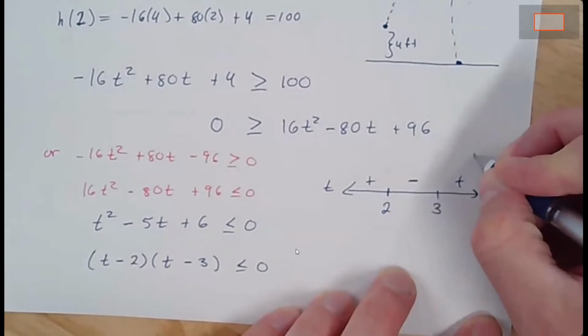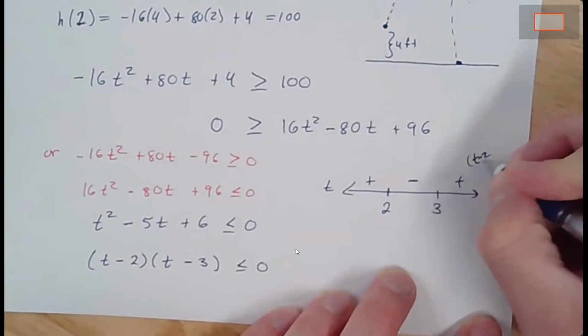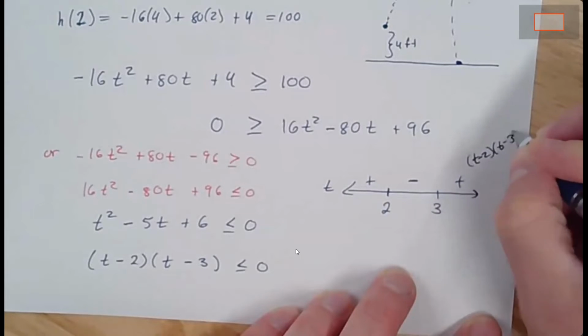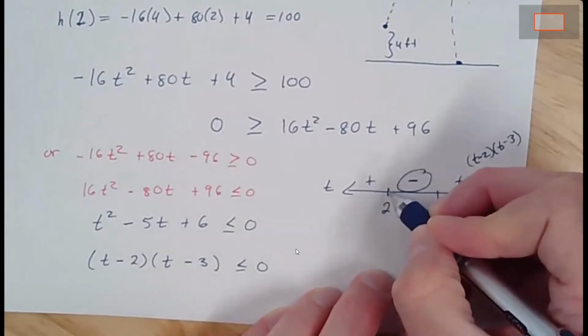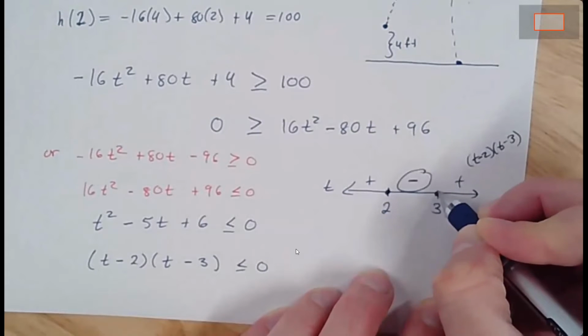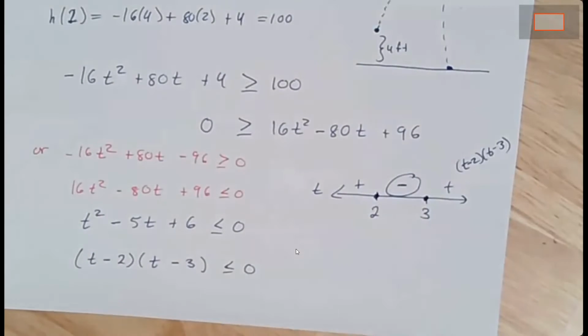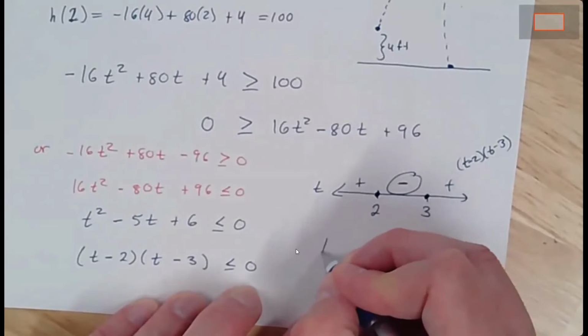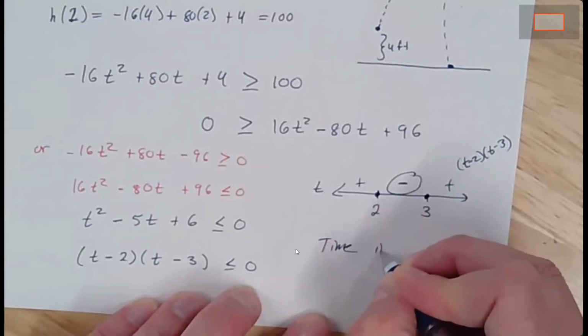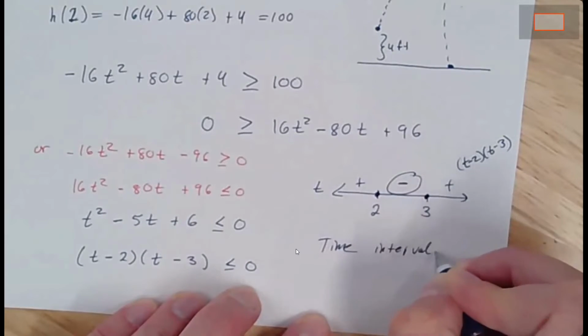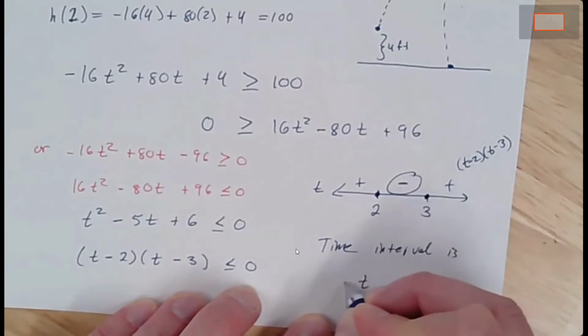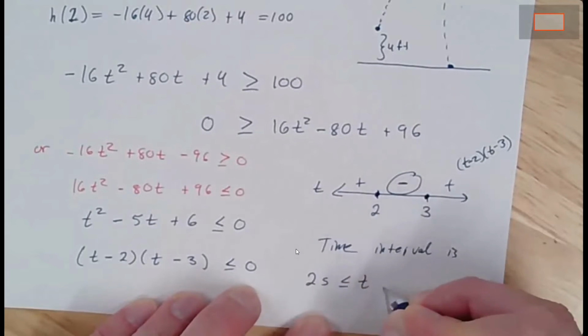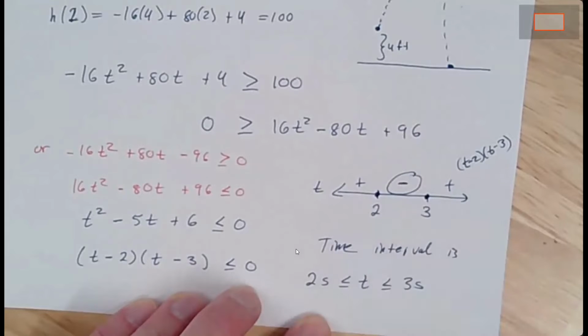Right, this part here is the t minus 2 times t minus 3. And we want the part where it's negative or equal to 0. So our solution, the time interval that satisfies the question, is t between 2 seconds and 3 seconds.